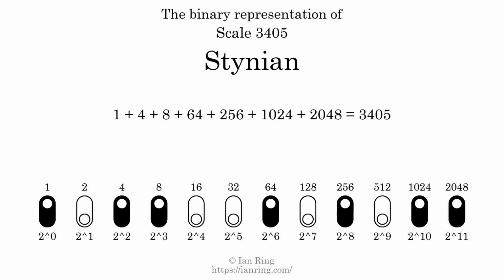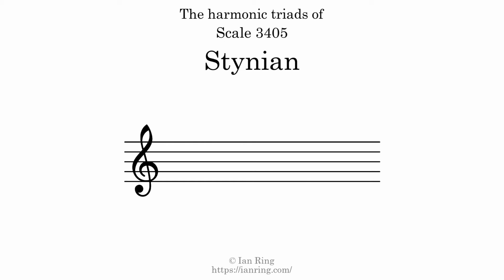3405. The scale number not only enumerates the scale with a unique index, but it also literally describes the tonal content of the scale. Represented as a binary number in base 2, the scale number is 1101010011101. Here are the harmonic triads present in this scale.